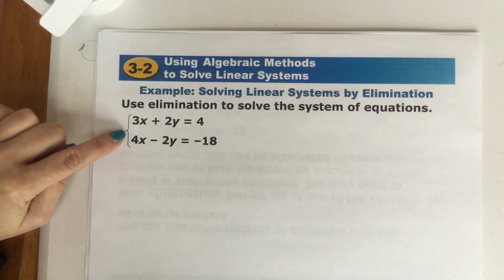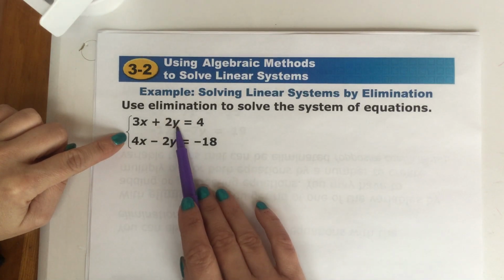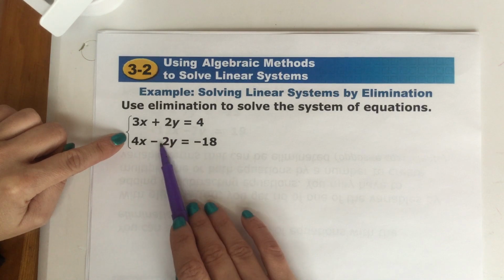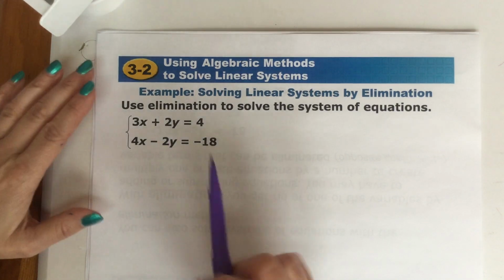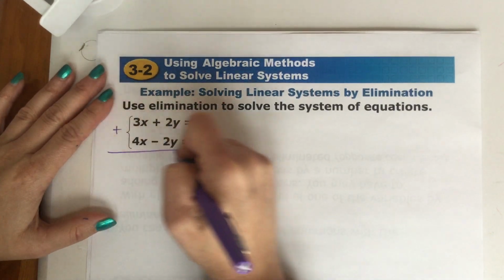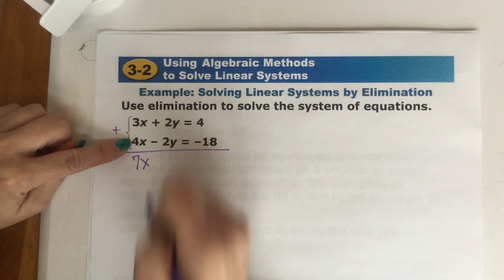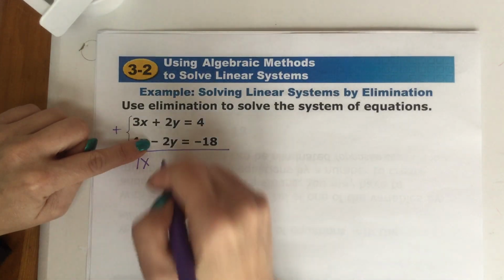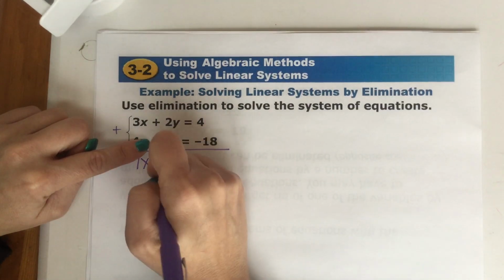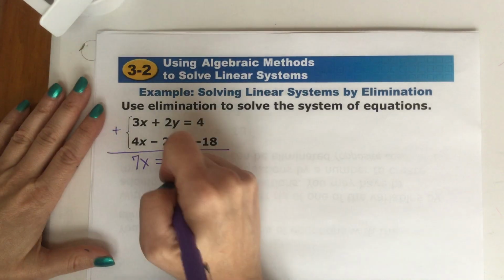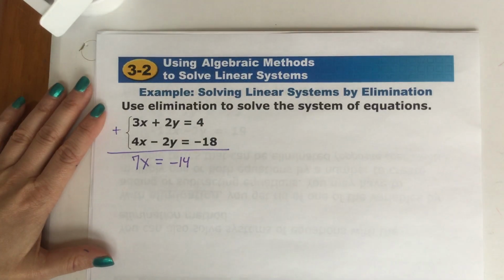Now this is ready for us because if I look in front of y, I have a positive 2 and a negative 2. They are opposite values. So if I add these two together right now, 3x plus 4x makes 7x. Positive 2y, negative 2y cancels, so it's not there. Equals positive 4 and a negative 18 is negative 14.